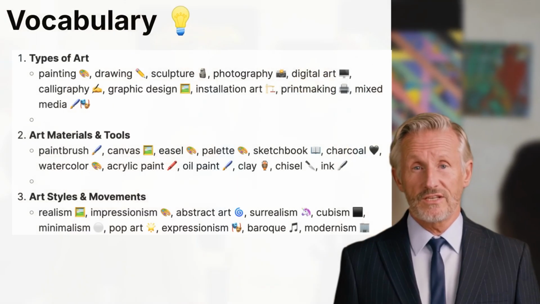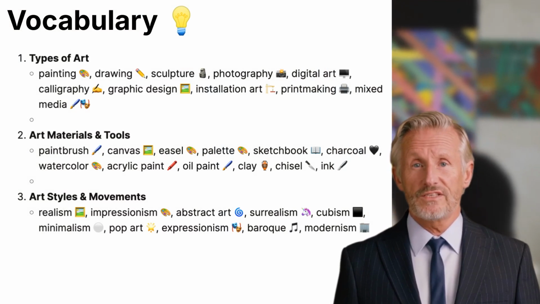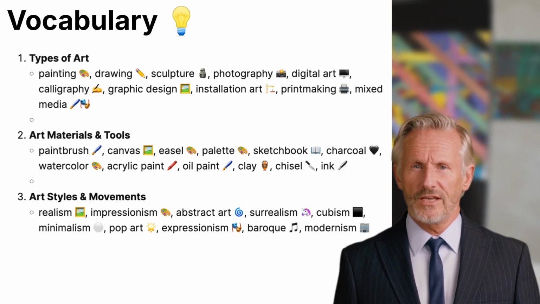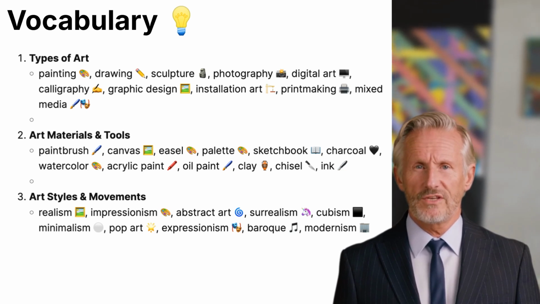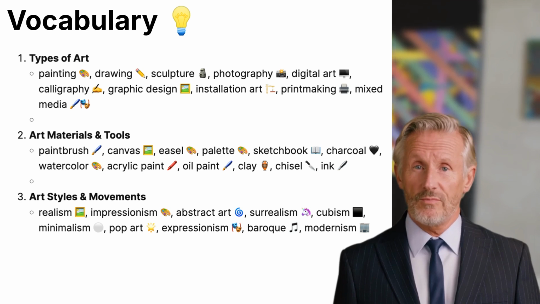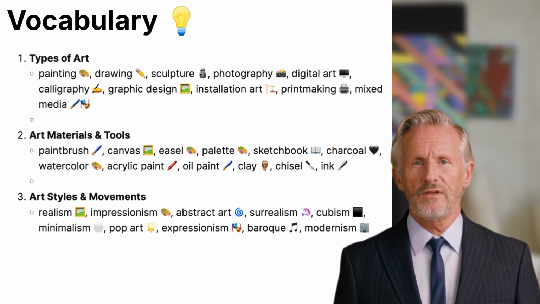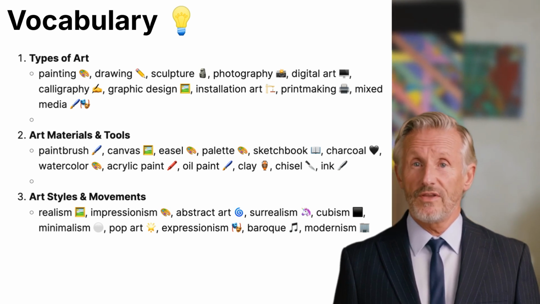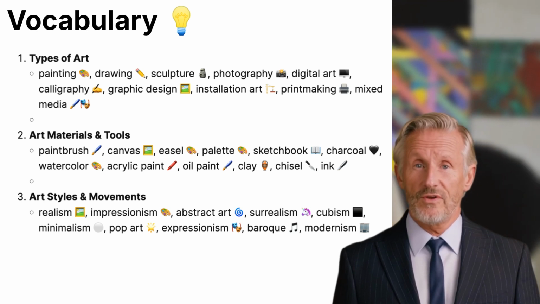Let's go over some essential vocabulary. 1. Types of art. Painting, creating art using paint on surfaces like canvas or paper. Drawing, making images with pencils, pens, or charcoal. Sculpture, a three-dimensional artwork made from materials like stone, metal, or clay. Photography, capturing images using a camera. Digital art, art created using digital tools and software.